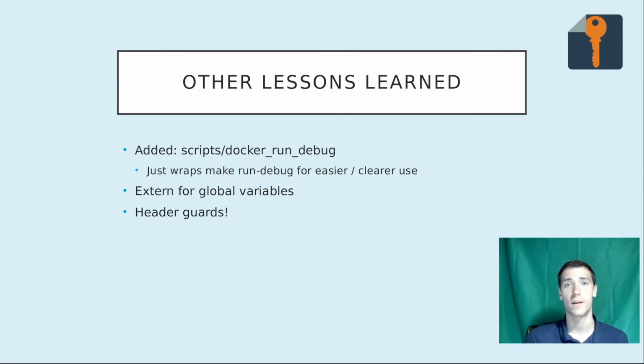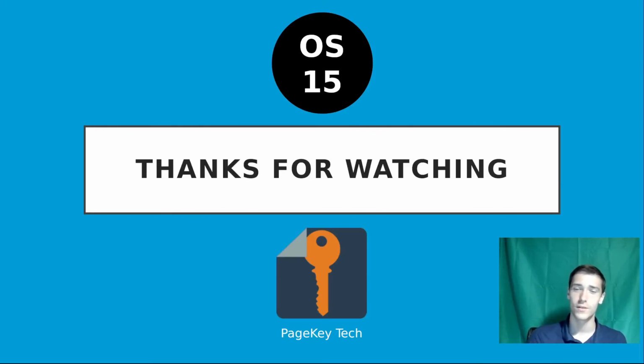Extern for global variables. I didn't know about that one. If you have a global variable in your header file, you don't want to put the value in the header file because it ends up getting defined in multiple places. The compiler will yell at you for that. So you declare it as extern in the header file, and then you give it the actual value in your .c file. And then header guards, I was forgetting some of those too, which gave all kinds of errors. So those two are probably just C newbie mistakes, but I don't have a lot of C experience, so I'm getting it now. And that's really it for this one.